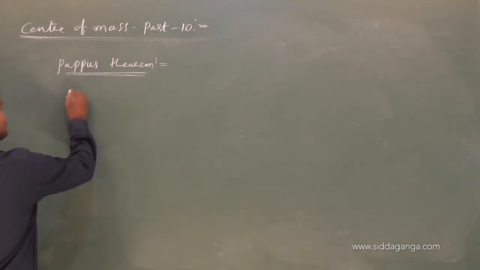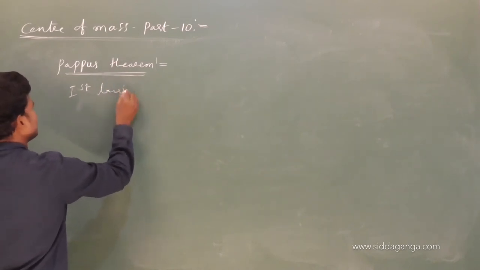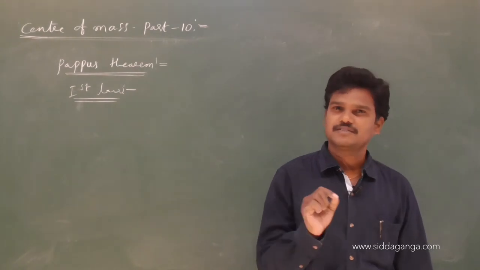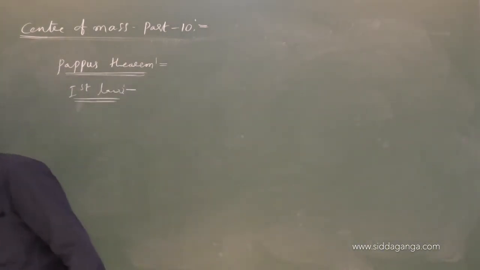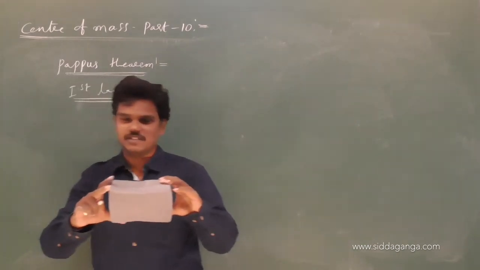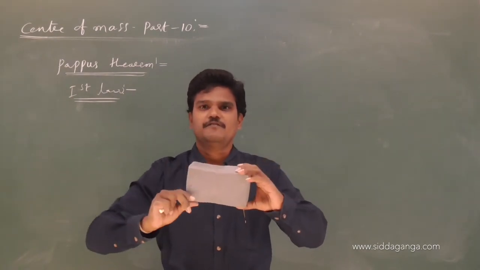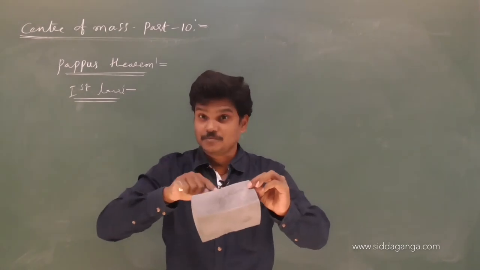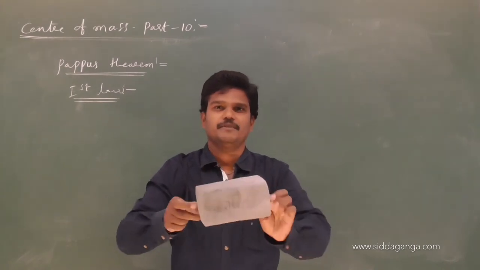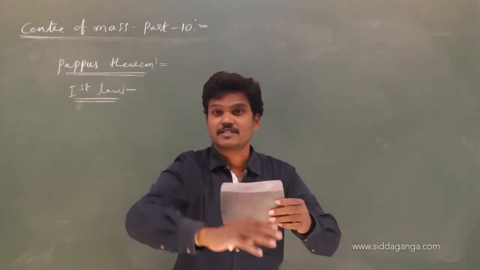Okay, see, first law or first principle. According to Pappus first theorem or first law, if any semicircular disc, just take a semicircular disc, feel that just this part is cut, this is a semicircular disc. If a semicircular disc is rotated, then it sweeps out the complete area, it covers complete area and it will generate some volume.